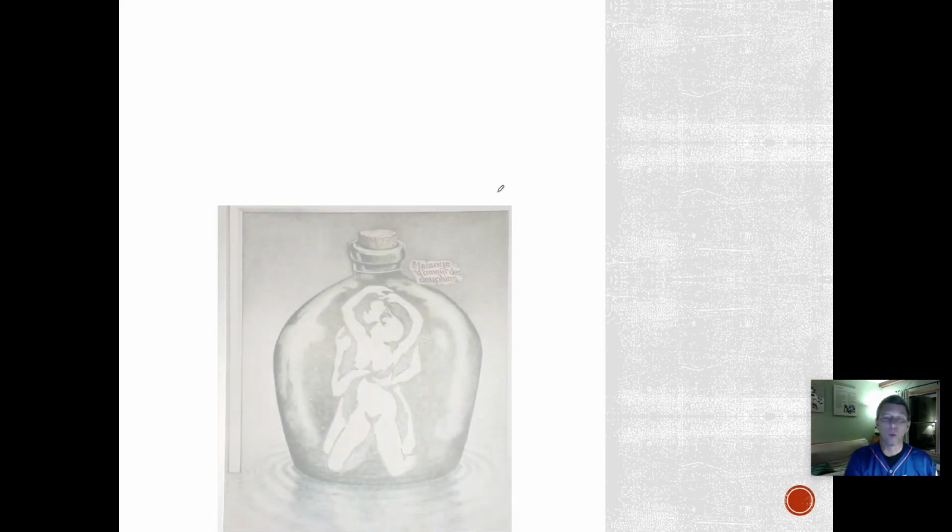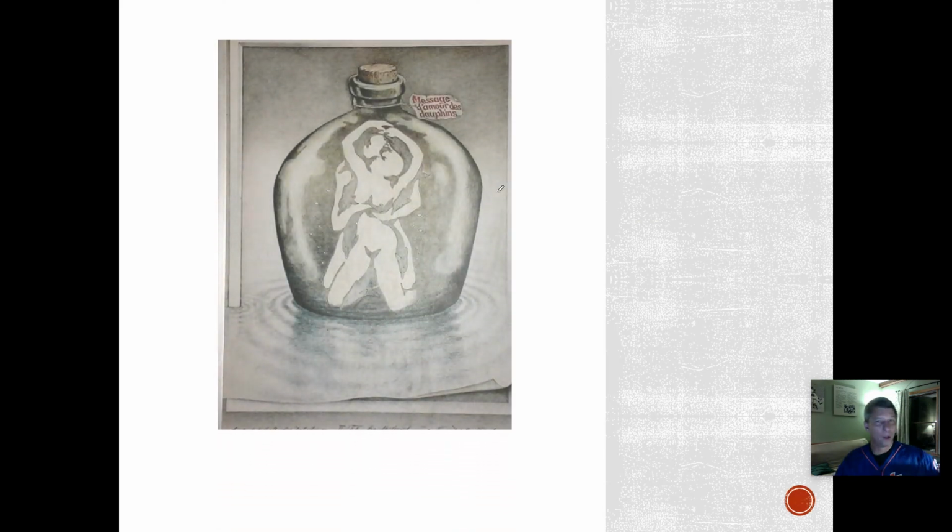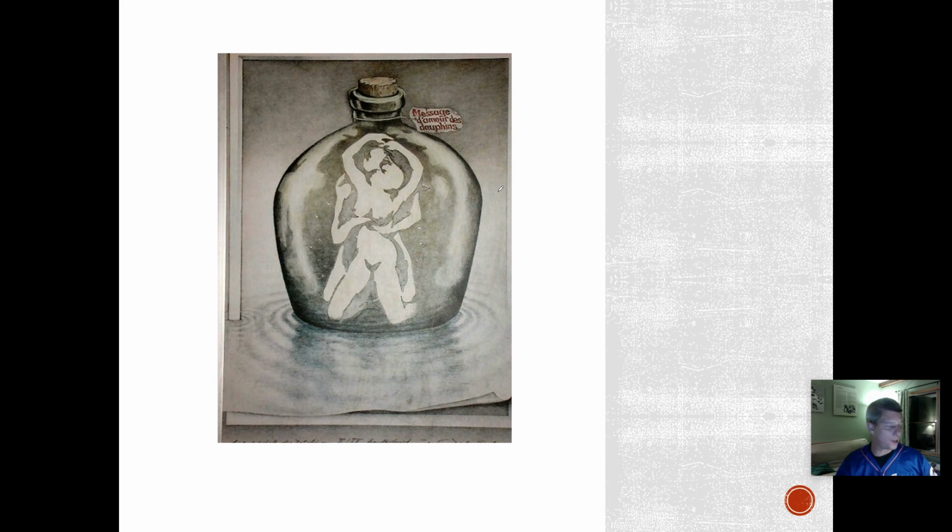All right, one more. So we've got a picture here of a bottle of some sort with a cork in it. And on that bottle is a design. So look at the design. What do you see? What do you see, Auden?